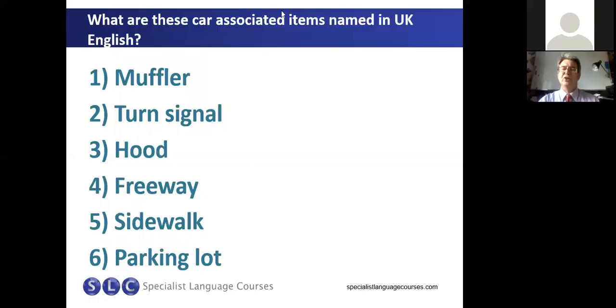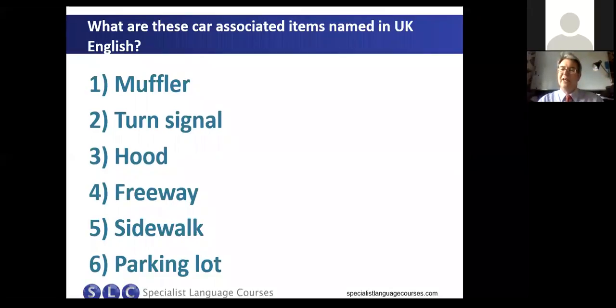And if you could use the chat box, we'll be able to see the chat. You'll find it in the drop-down bar at the top on the right-hand side. If you go to chat, let's have a look at the first one, muffler. Who could tell me what that might be in UK English? What do you think a muffler is? So if you go to the chat box, type number 1 and write down what you think it might be.